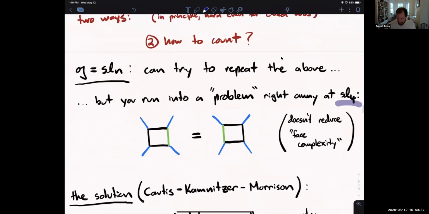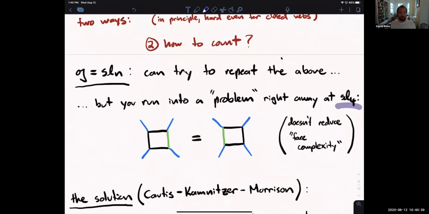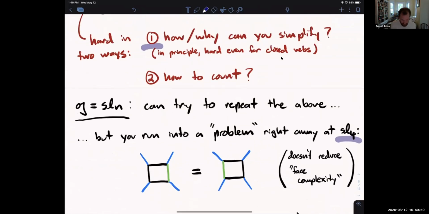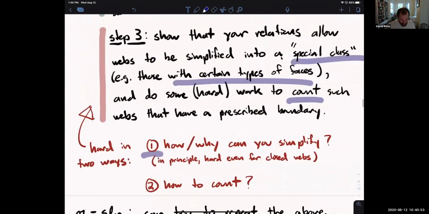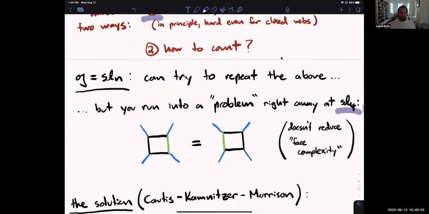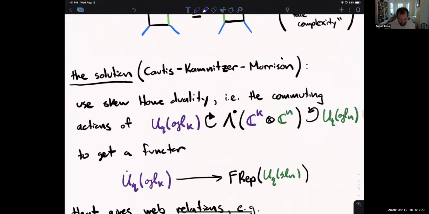But for SL4, you're led right to a relation of this form. And now it's really not clear which side of this relation is the simpler one. They actually look pretty similar. So I claim that the first way in which step 3 is hard immediately becomes hard when you look at SL4, and actually when you look at any of the rank 3 Lie algebras. So what's the solution? Well, you abandon steps 1, 2, and 3, and you do some fancy work.